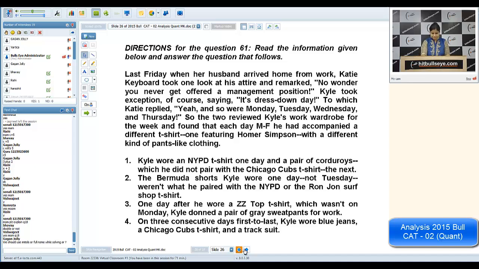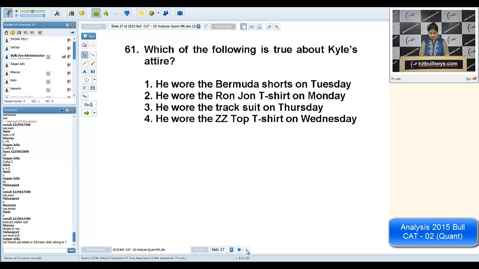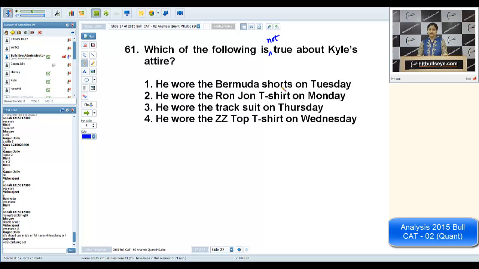That was question number 61. It was which of the following is not true about Kylie's attire. Whenever I have a question on full arrangement or any question based on not true statements, as you can see in this question, only one statement is not true. All the three other statements will be true. So if I take this, now this becomes very easy, otherwise this is a difficult set.